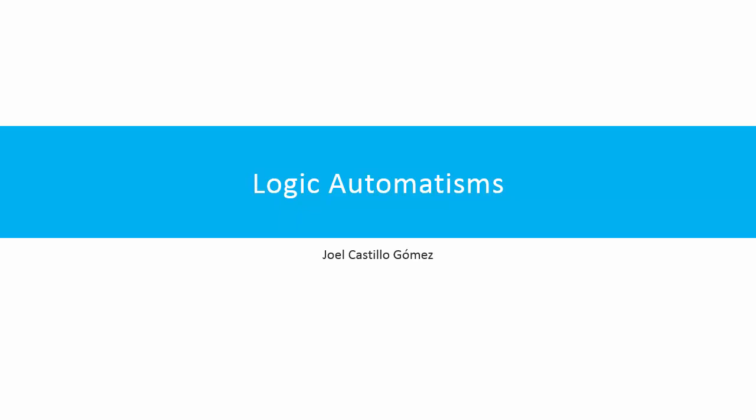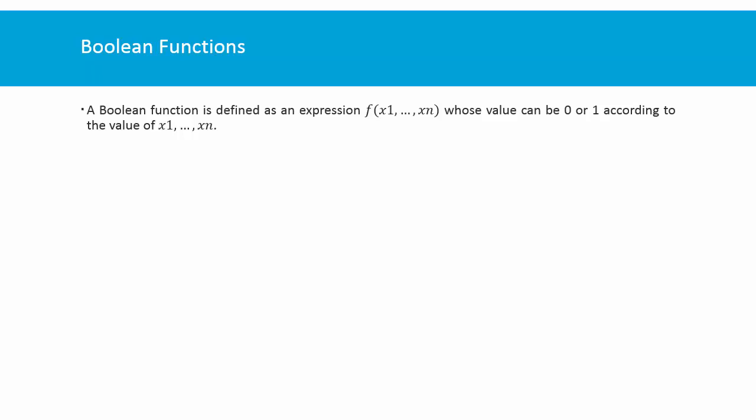Hi, in this video we will talk about logic functions. So Boolean functions are defined as an expression. In this case you're seeing a function which is dependent on variable x1 up to variable xn, whose values can be 0 or 1 according to the values, of course, of the input variables.